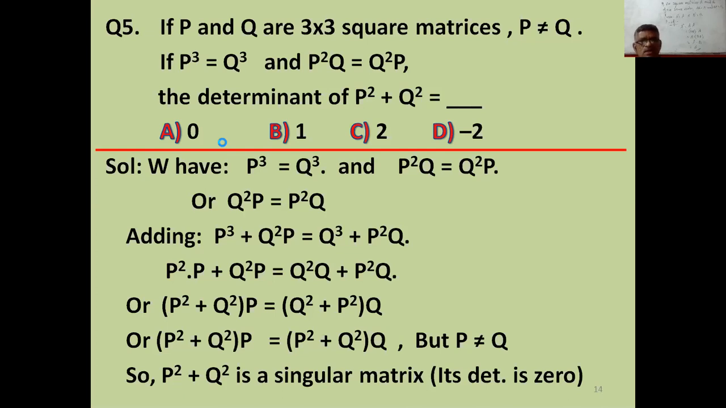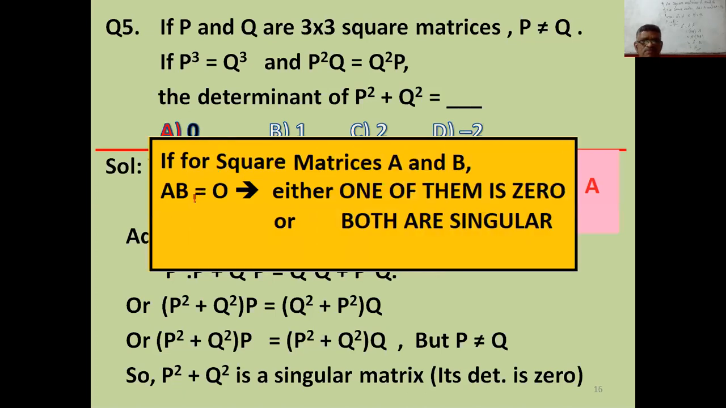So this all happened due to our result that if AB is 0, one of them is 0 or both are singular. That is applied there.